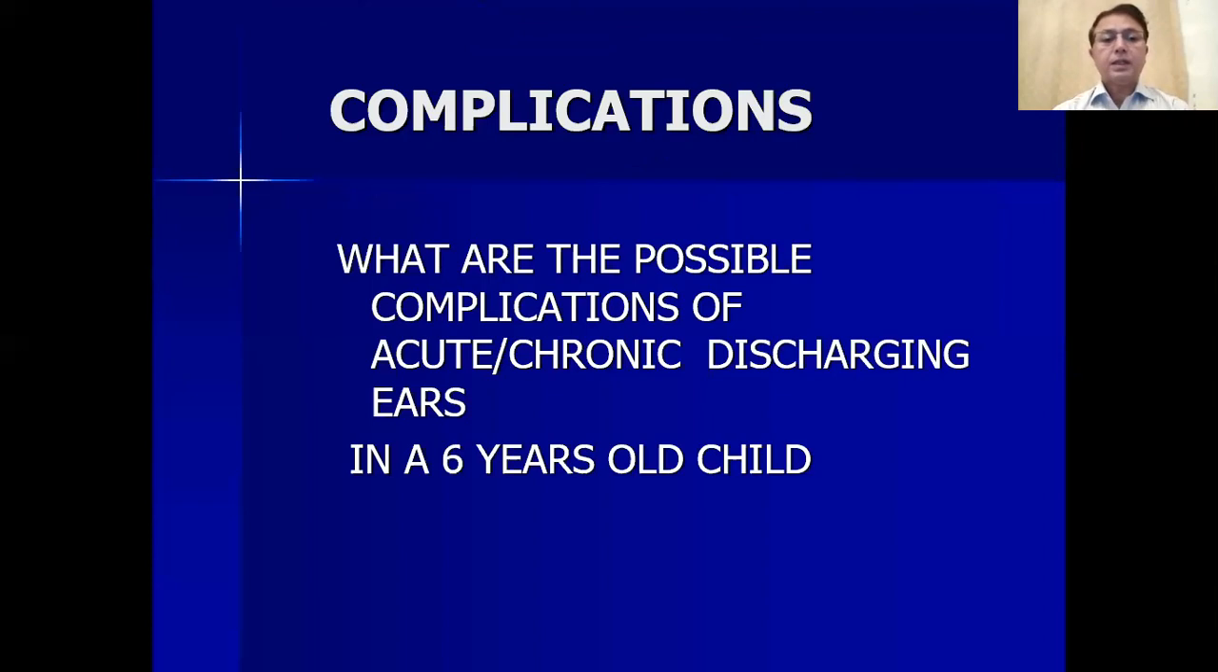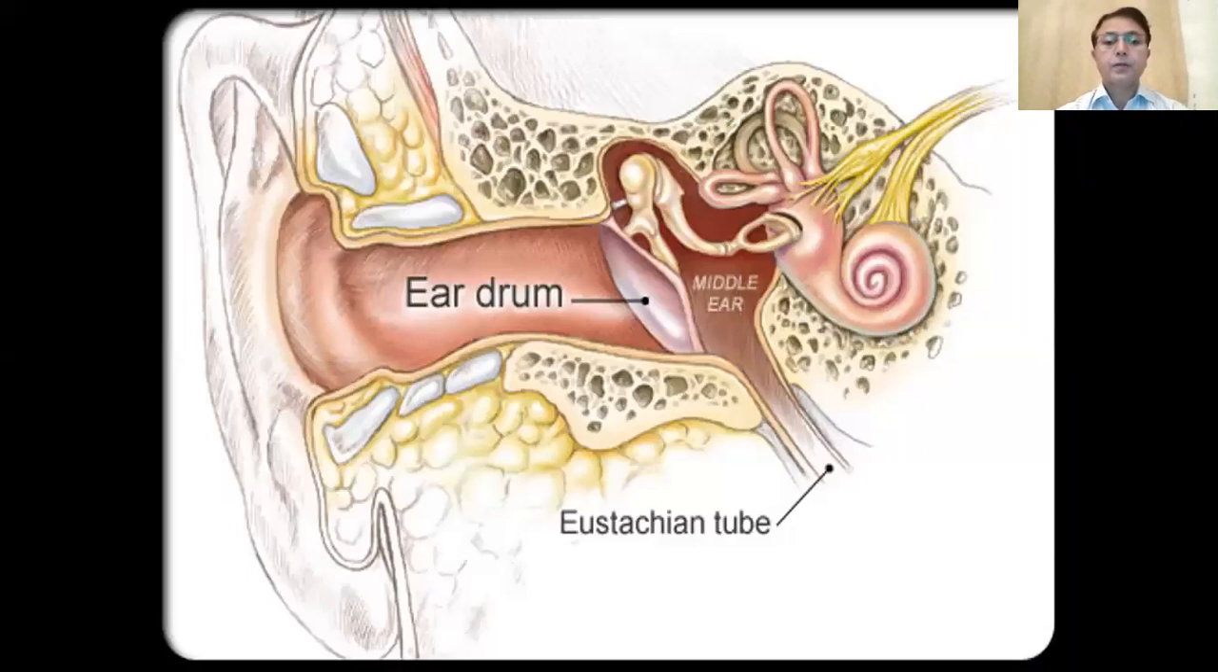We may discuss the complications of acute and chronic suppurative otitis media in different ways. Most commonly asked is, what are the possible complications of acute discharging ears or chronically discharging ears in a 6-year-old patient or in the elderly? So we should know that the middle ear is separated from the middle cranial fossa by a very thin bone called tegmen tympani. The posterior extension of tegmen tympani is also called tegmen antri. In very few individuals, this bone is absent, so infection can easily travel from the middle ear to the middle cranial fossa.